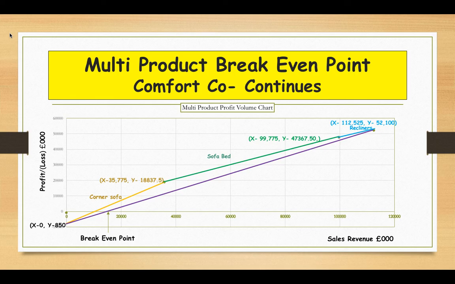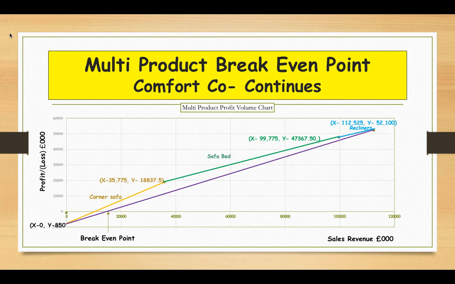So that is the yellow color line, which represents the corner sofa. Next, we are going to sell the sofa bed. So if you look at our coordinates, on the x-axis, the cumulative revenue will be 99,775,000, and on the y-axis, the cumulative profit or loss will be 47,637,500. All these figures we have calculated on the previous slide.